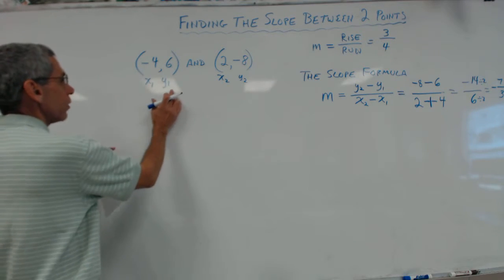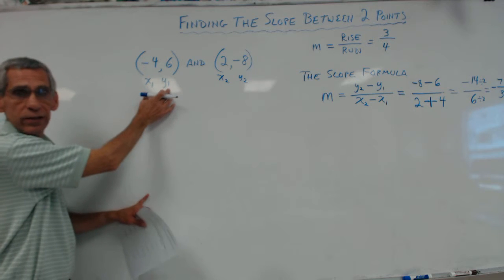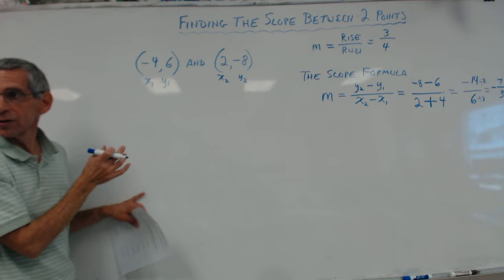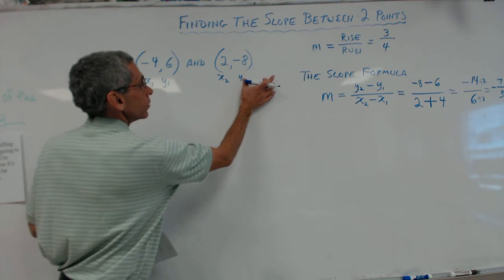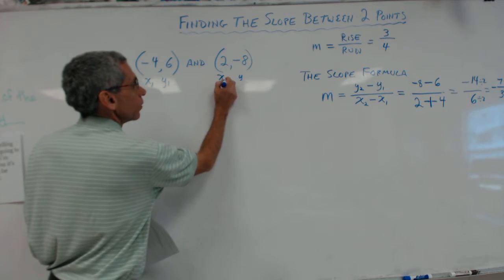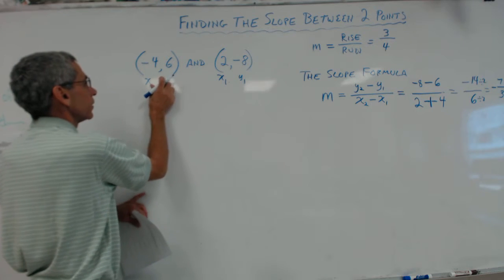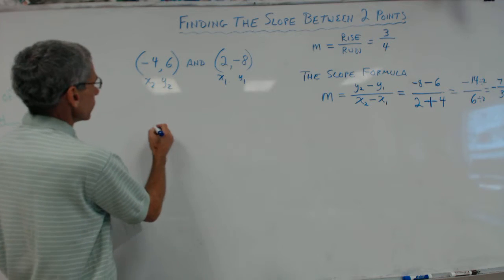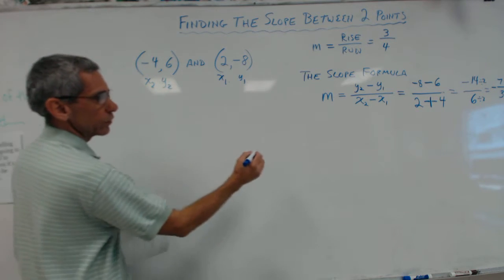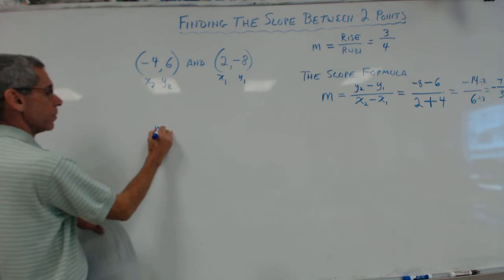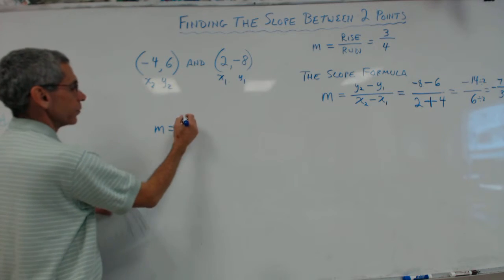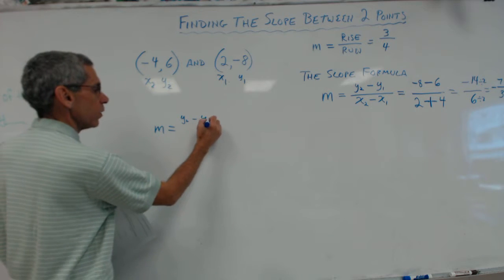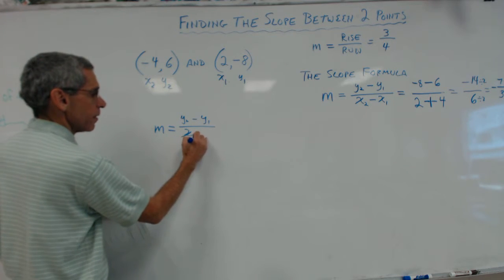So now we're going to switch these, because Amaya had this question: does it matter which one we make x1 and y1 and which one we make x2 and y2? So we're going to switch it. I'm going to make this x1 and y1, and I'm going to make this x2 and y2. M is equal to, let's rewrite my formula, y2 minus y1 over x2 minus x1.